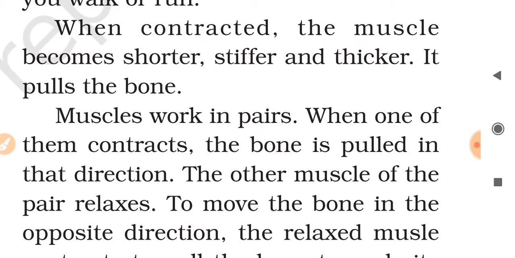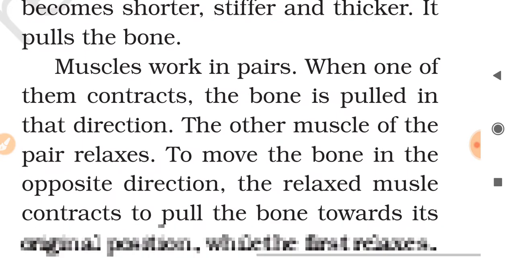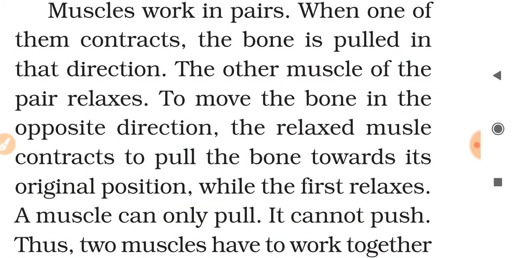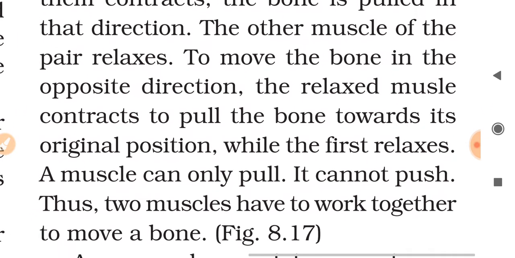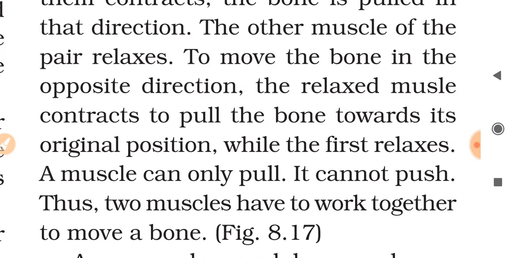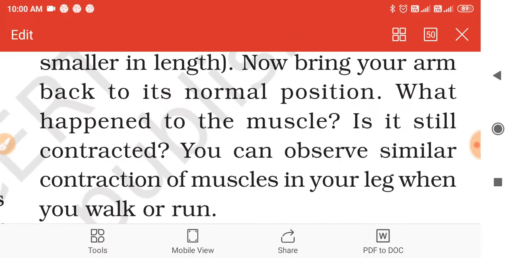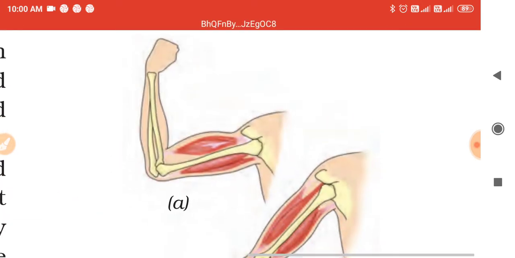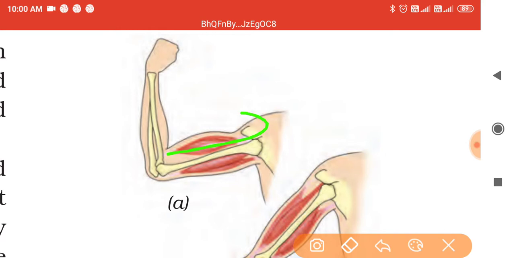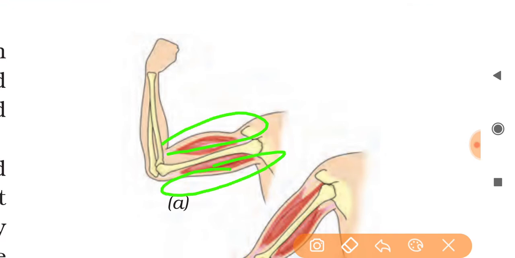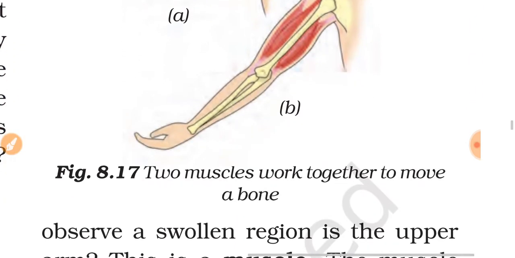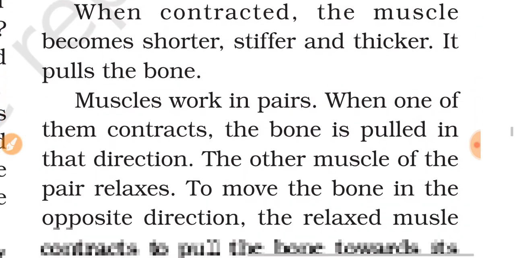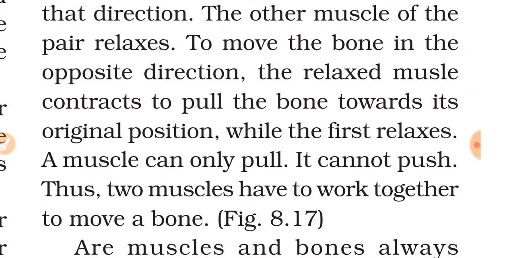When one of them contracts, the bone is pulled in that direction. The other muscle of the pair relaxes. To move the bone in the opposite direction, the relaxed muscle contracts to pull the bone towards its original position, while the first relaxes. So you can see here, when we move our upper hand, this muscle contracts and this is kept at rest, and then the second muscle will be at rest.